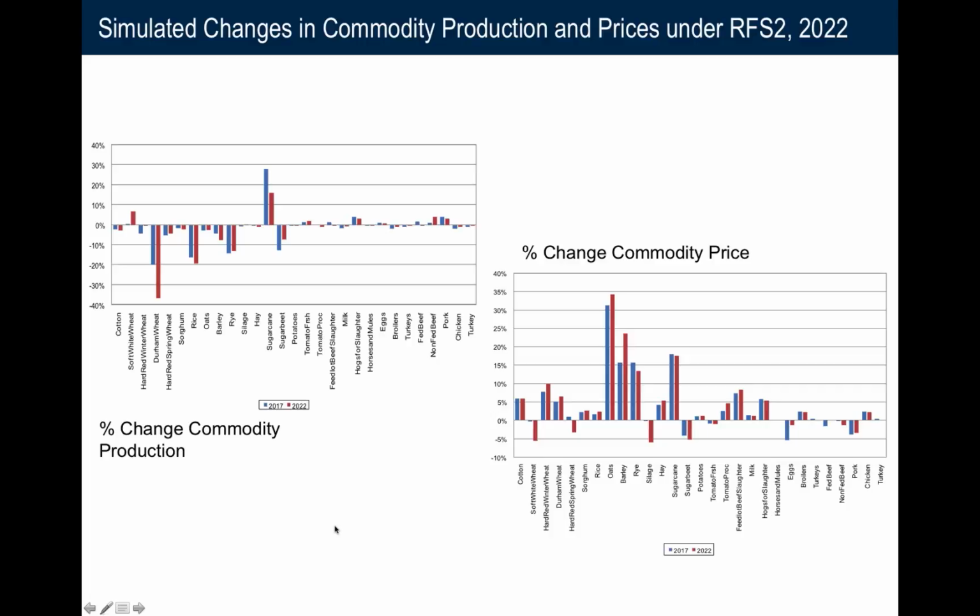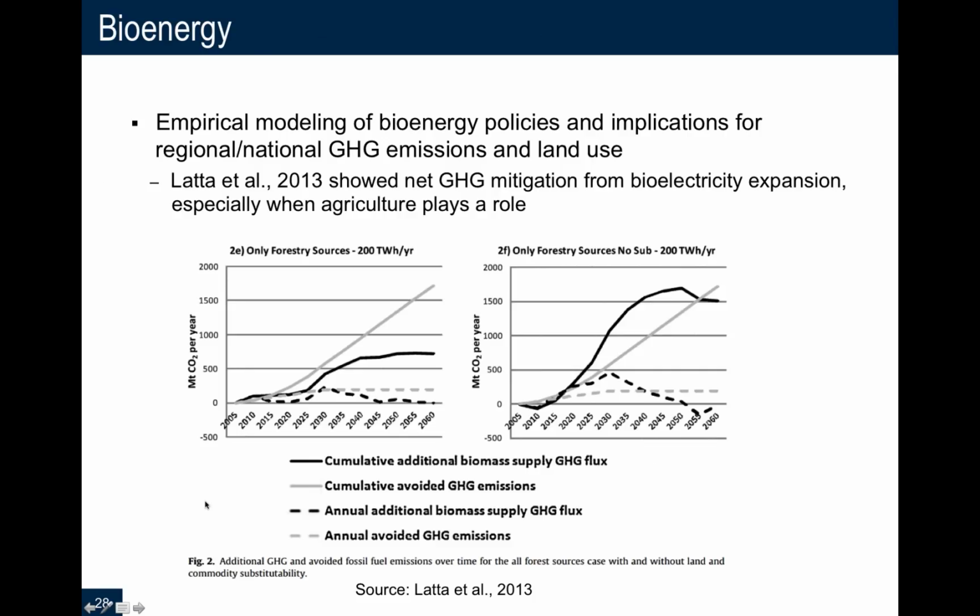And so the implication is that, in general, there are projected reductions in a lot of other commodities, and in general increases in commodity prices as a result of that increasing demand for land resources to produce bioenergy, in addition to the food and feed and fiber that's being produced on the land.